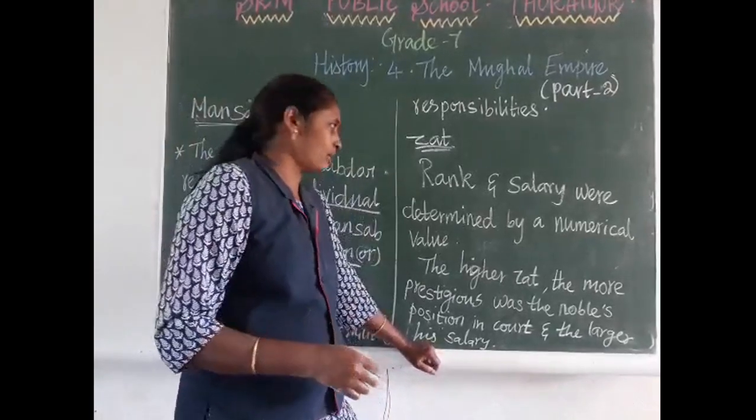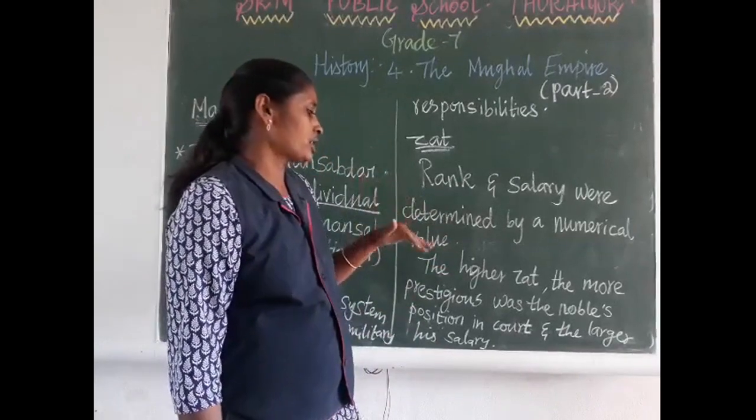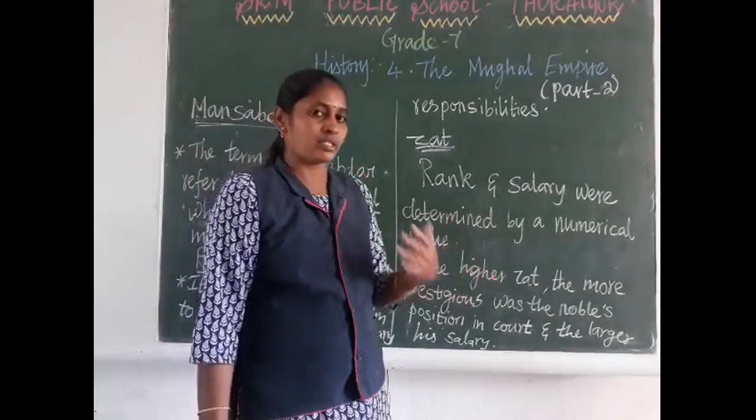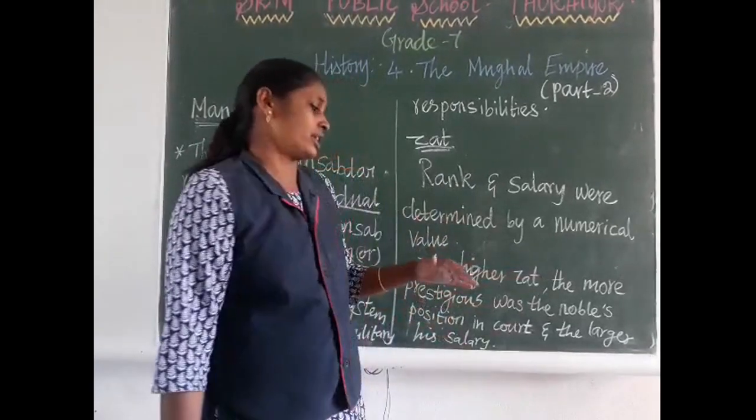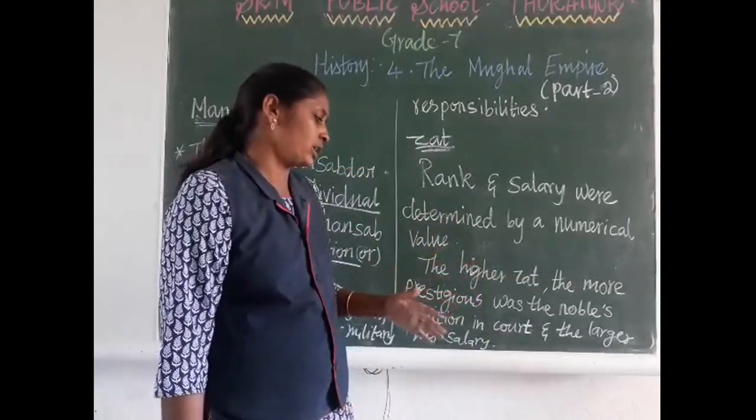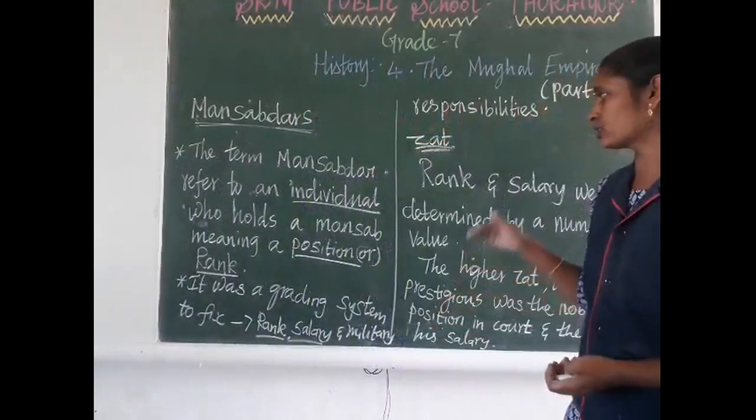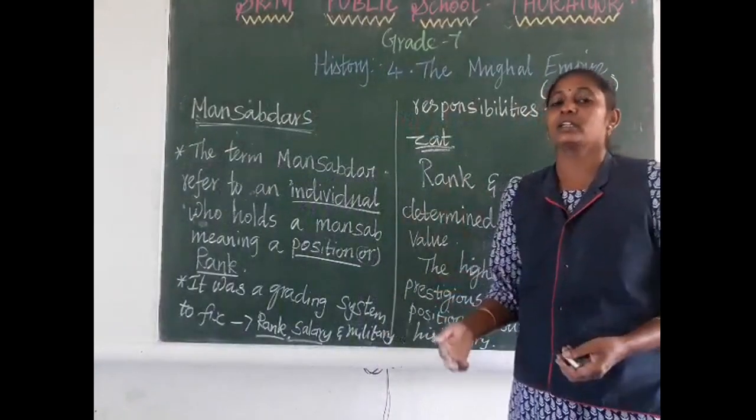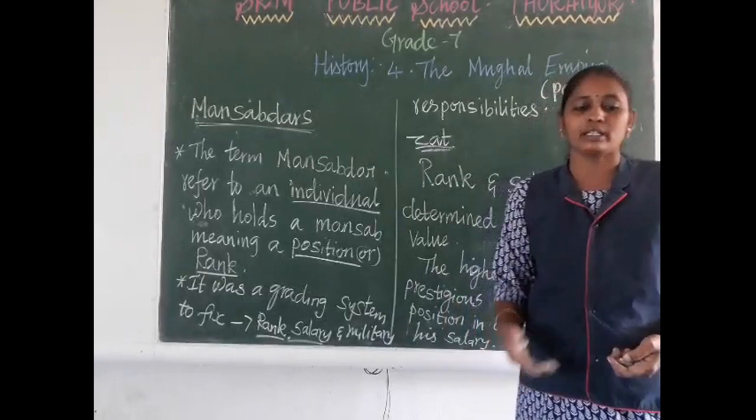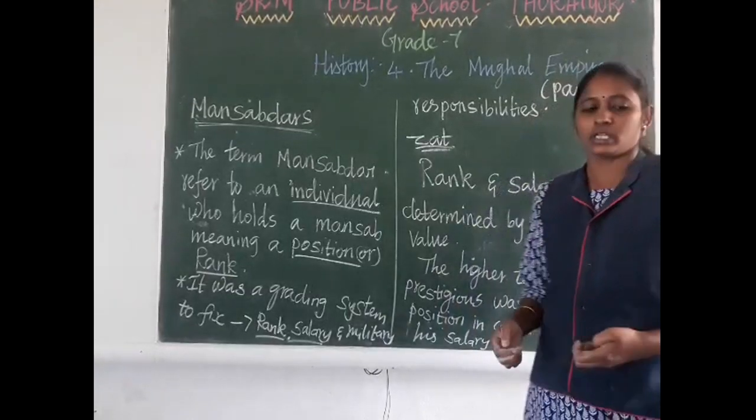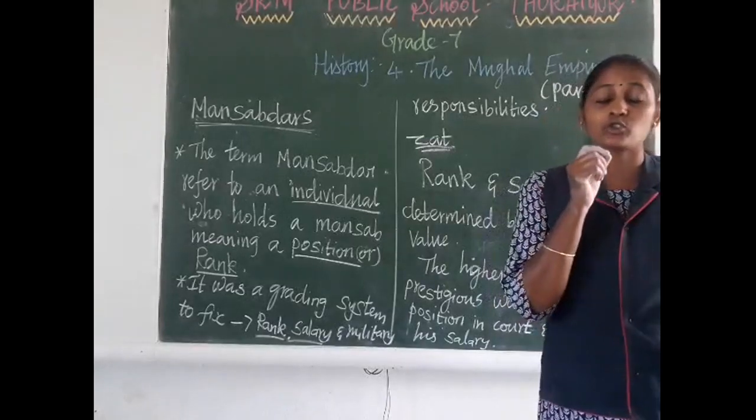The same way with the jat, it decides how much salary they are getting. The higher the jat, the more prestigious was the noble position in court and the larger was the salary. So whoever received the highest jat, the highest rank, was enjoying more power and more salary in court. In your book, page number 51, they are giving the jat ranking.